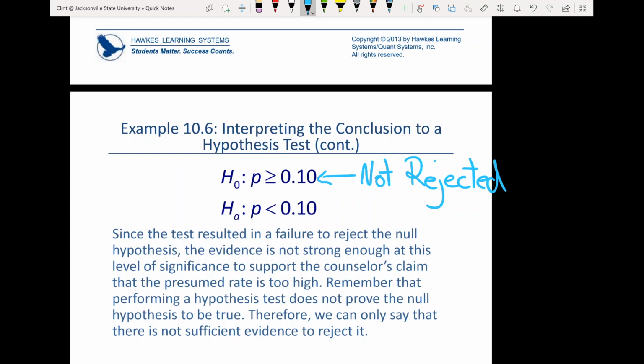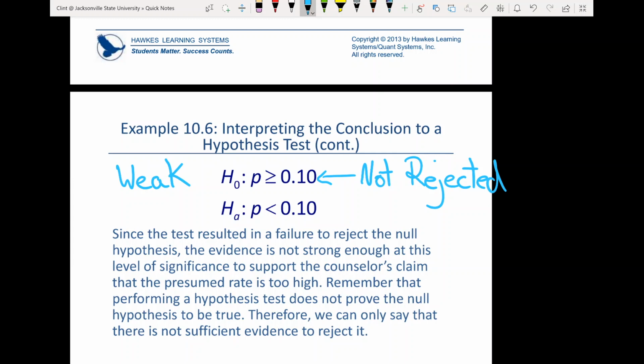So what does that mean about the counselor's claim? Well, since we did not have strong enough evidence to reject the null hypothesis, that means we don't have strong evidence in favor of the counselor's claim. Now here's something that's kind of tricky. Does that mean the counselor is wrong? No, because remember, when we fail to reject the null hypothesis, that's a really weak statement. We're not saying that the counselor is wrong.